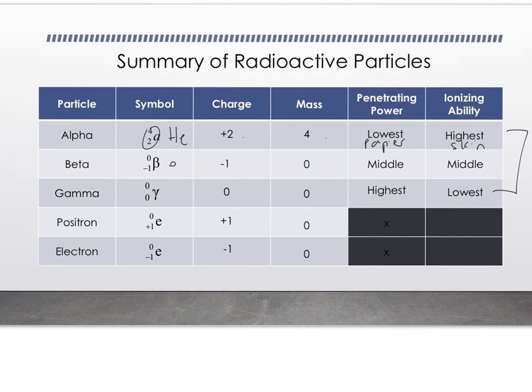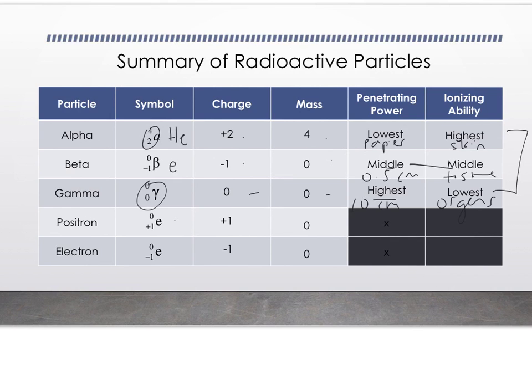A beta particle is equivalent to an electron with a mass of 0 and a charge of -1, and it is the middle guy. So it has the middle amount of penetration power and can be stopped by 0.5 centimeter of lead, and it can go into your tissues because it has a middle ionizing ability. Gamma is the γ with a 0, 0, so charge of 0, mass of 0, has the highest penetration power, so you have to use a 10 centimeter lead block, and it has the lowest ionizing ability, so it can go all the way into your organs before it stops.